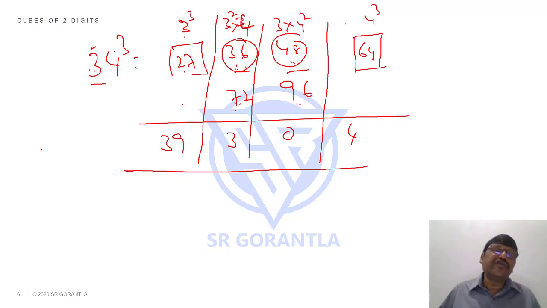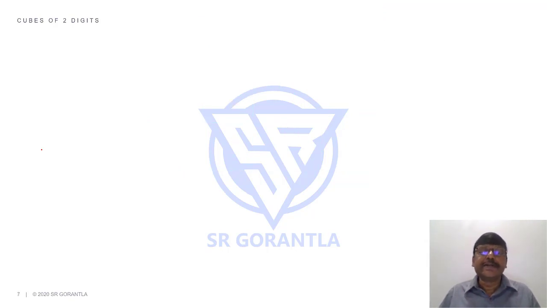So this is how you can find cubes of 2 digits. If you are comfortable with these big additions, you go for it, students. Otherwise, you know how to find squares. We have discussed: find the square, then multiply with the same number again using the multiplication technique, right? So this is about finding cubes of 2 digits, students, right?